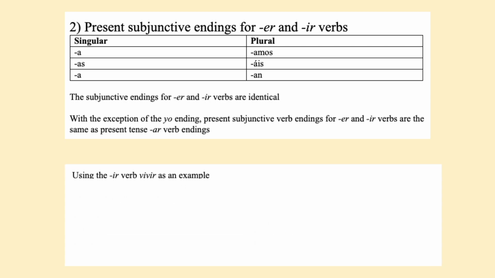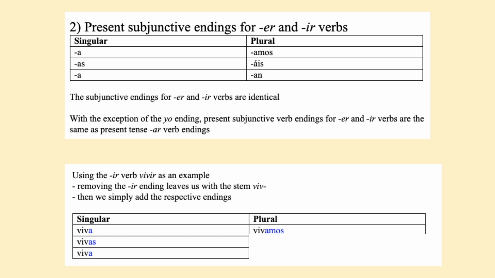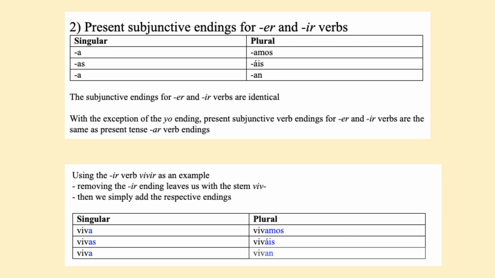For the IR verb vivir, we remove the infinitive IR ending, giving us the stem viv. And then to this stem, we add the respective present subjunctive endings again: viva, vivas, viva, vivamos, viváis, vivan.